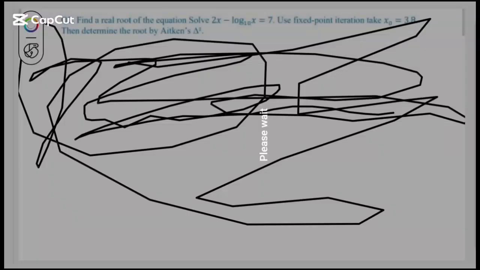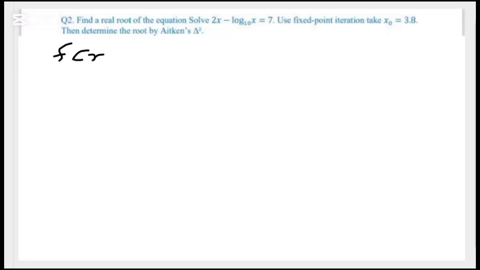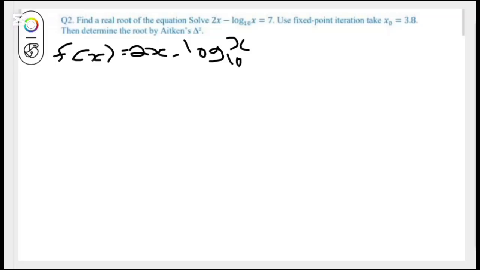Find a real root of the equation 2x minus log 10 of x equals 7. Use fixed point iteration. Take x0 as 3.0. Then determine the root by the Aitken's delta square method. So we are going to do two things here. We are going to first find the real root of this equation, but before that I am going to first define my function. I will say my function f of x will now be equal to 2x minus log of 10 of x, which is the same thing as 7.